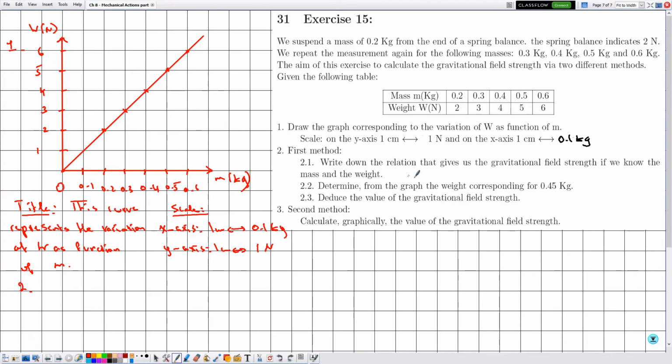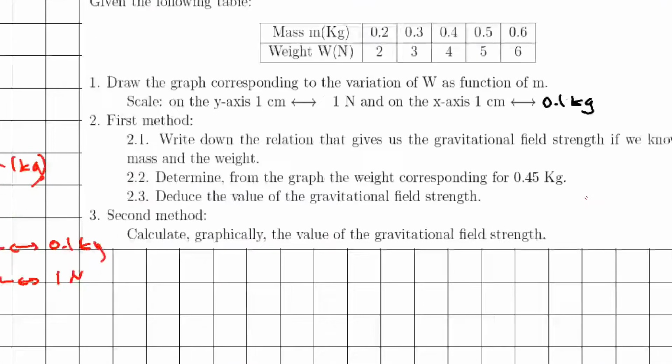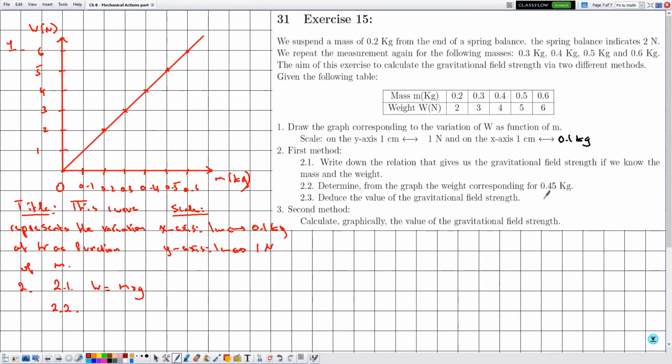Now write down the relation that gives us the gravitational field strength if we know the mass and the weight, and this is given by W is equal to M multiplied by G. Now in 2.2, determine from the graph the weight corresponding for 0.45 kilograms, and because we are using the graph, then we should use it graphically, and this word usually they give it half a mark.